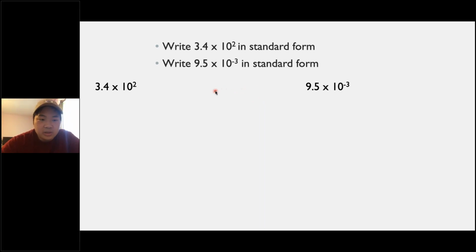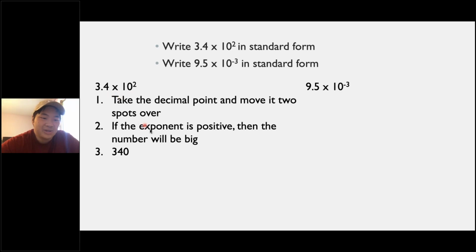So this is our number here, 3.4 times 10 to the 2nd power. While I'm looking at this, I'm going to go back to our order of operations. We remember that we do 10 squared first. So that's going to be 10 times 10, so that's 100 times 3.4. 100 times 3.4 is 340. And there we go.